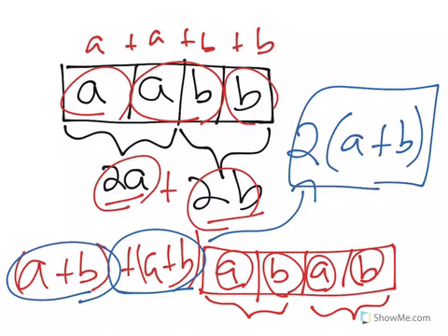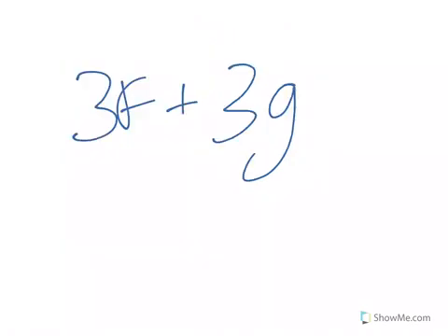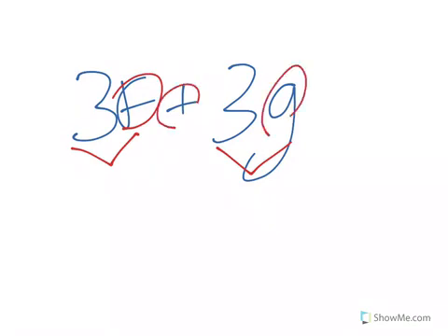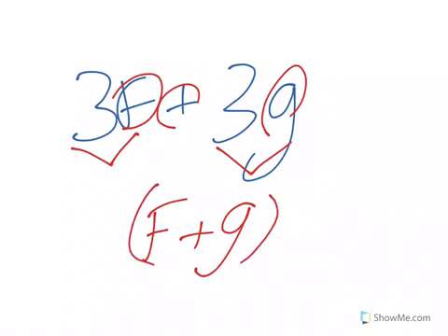Okay, let's look at another example. We have 3F plus 3G. This is 3 times F. This is 3 times G. So if we're taking F plus G, and we're really thinking about it, 3 is being multiplied by both. So we can put F plus G in parentheses and use the distributive property and have 3 times F plus G.